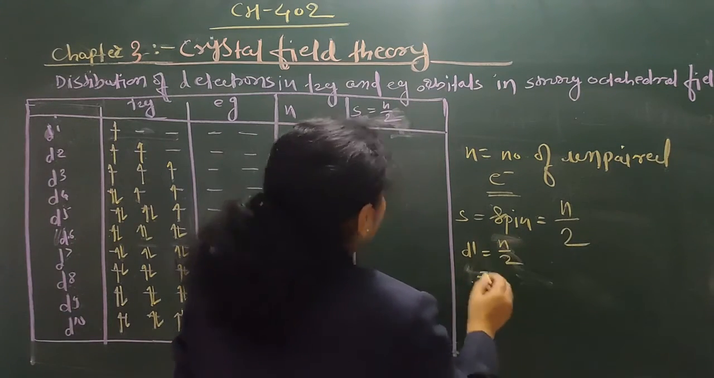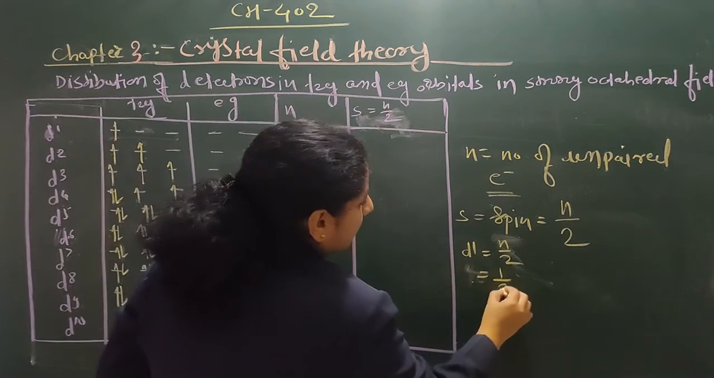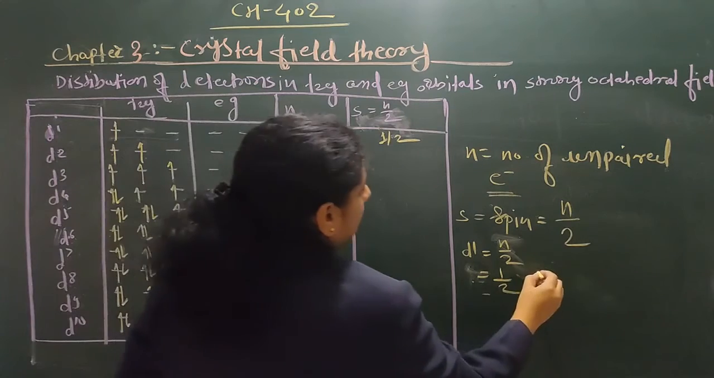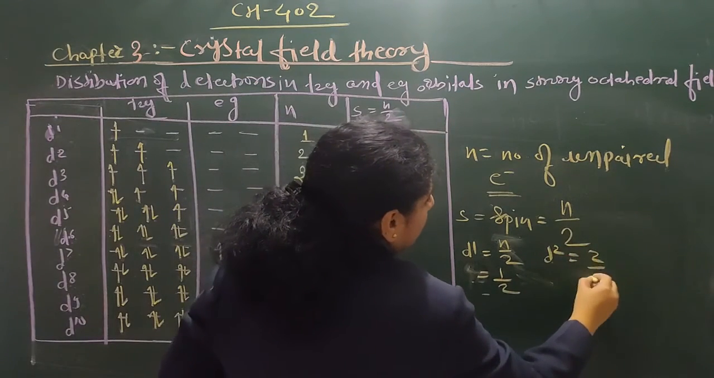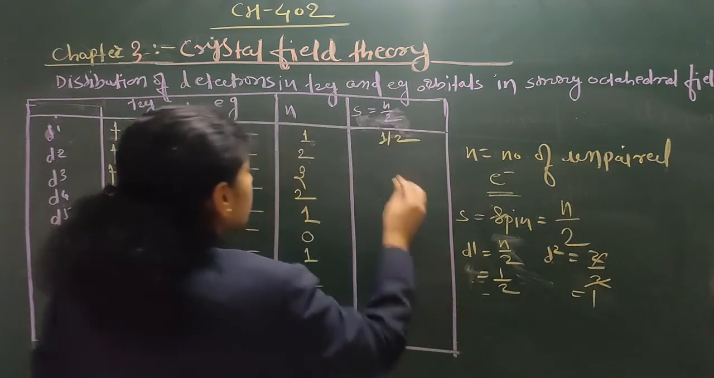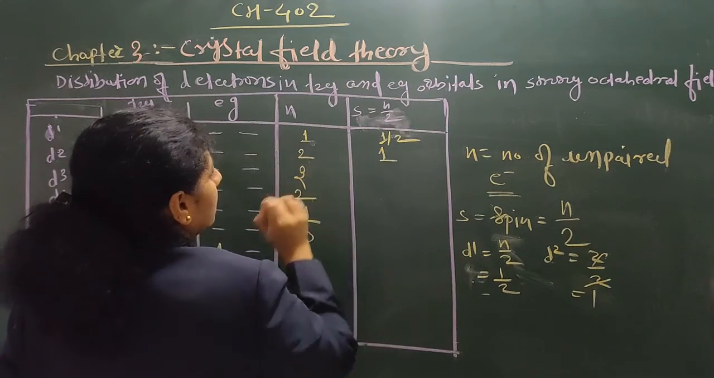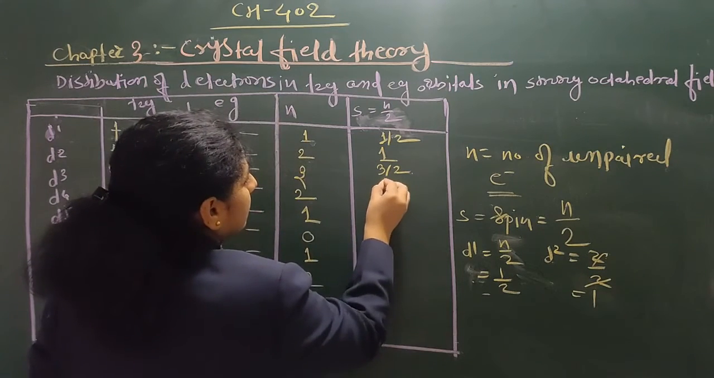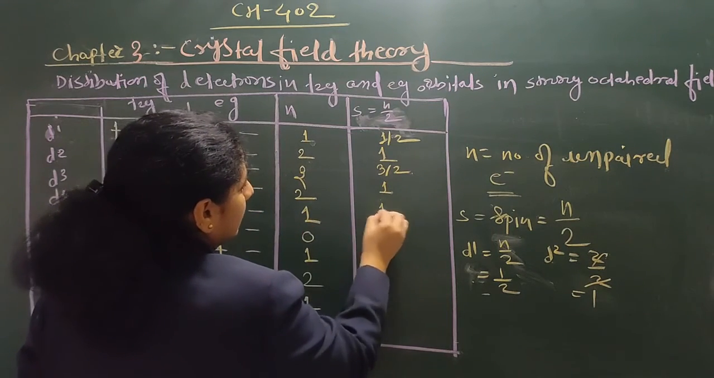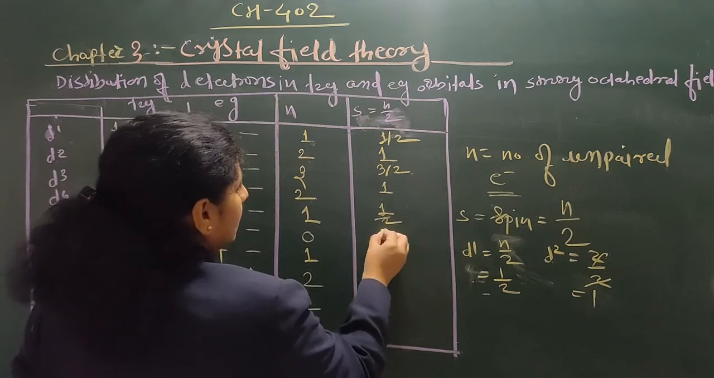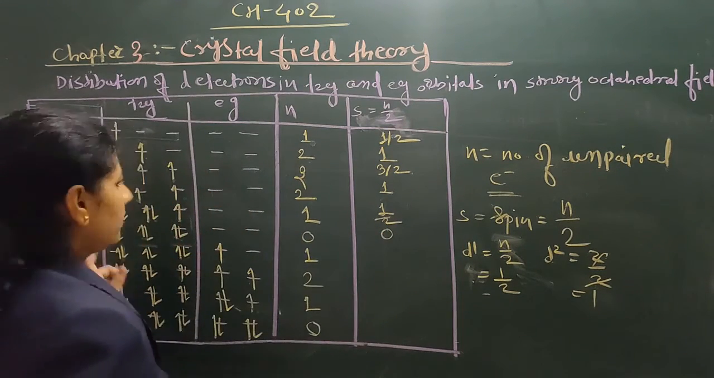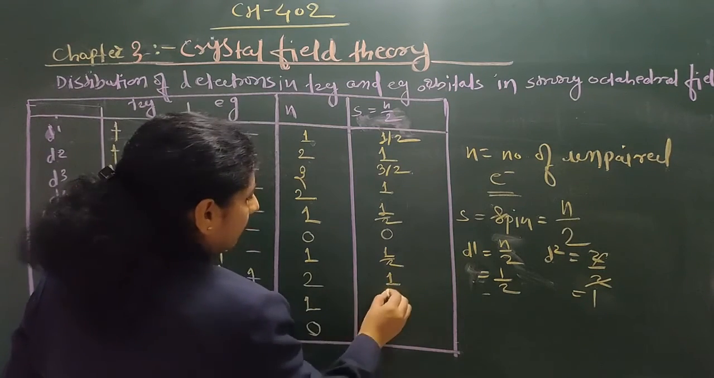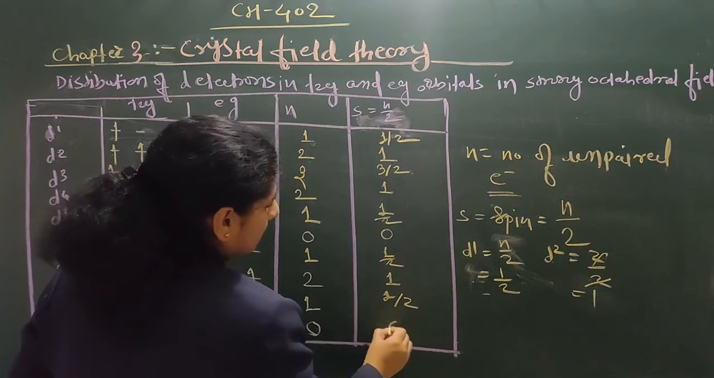Okay, so for D1 the number of unpaired electrons is 1, so the spin is 1/2. For D2 it will be 2/2, which means the spin is 1. For D3 it is 3/2. For D4 again there will be spin 1. For D5 that is again 1/2. For D6 the spin is 0. For D7 there will be again 1/2. For D8 there will be 1, for D9 again 1/2, and for D10 it is 0.